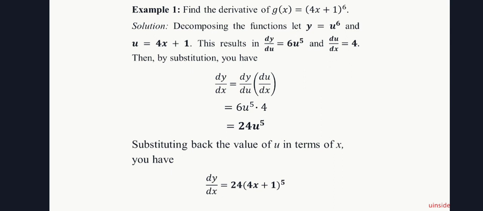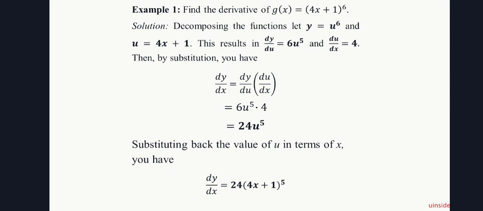So decomposing the function, ililet natin yung g of x natin to y. So ibig sabihin, your g of x is equal to 4x plus 1 raised to 6 can be rewritten by decomposition as y is equal to u raised to 6. So maglilet tayo ng u dito. Okay? So lahat ng nasa loob ng parentheses, ililet natin as u. That is, your u is equal to 4x plus 1. Ibig sabihin yung y is equal to u raised to 6. So, medyo madali na siyang i-differentiate gamit yung power rule and other basic differentiation rules. Okay?